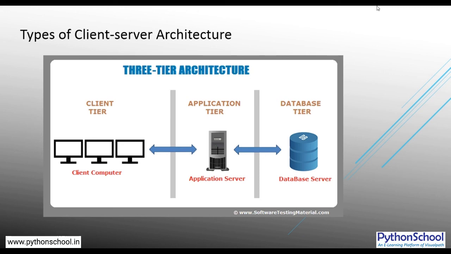The third type of client server architecture is the three tier architecture or three layer architecture. It is divided into three layers. First is the presentation layer, that is the client tier, then the application layer, that is the business layer, and the database layer, which is the data layer. The client system handles the presentation layer, the application server handles the application or programming logic, and the database server handles the data layer.